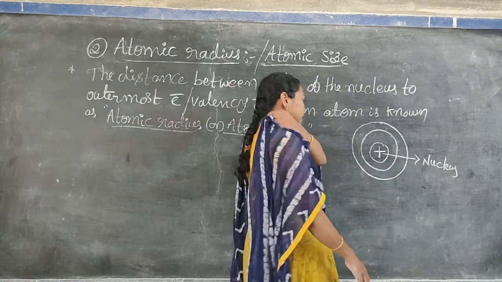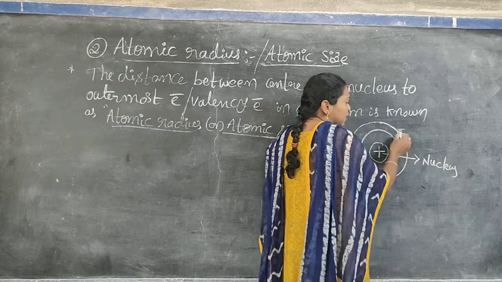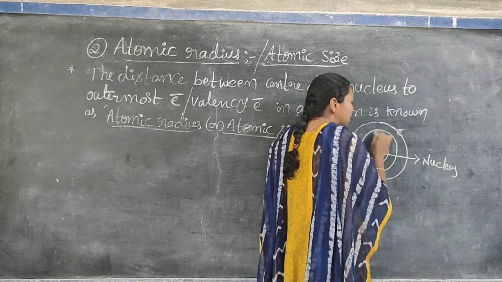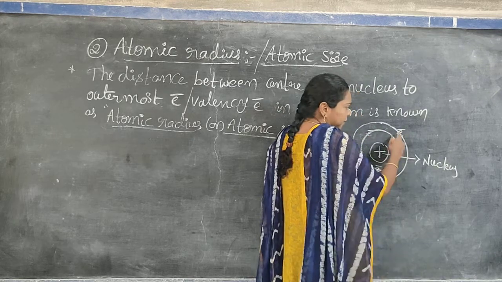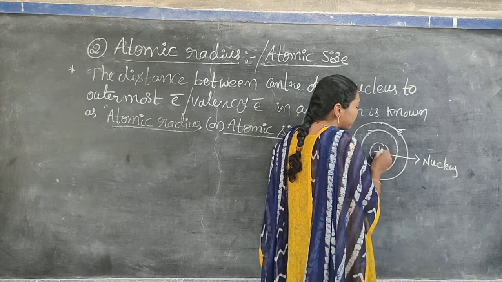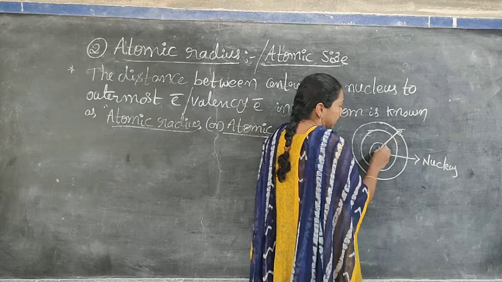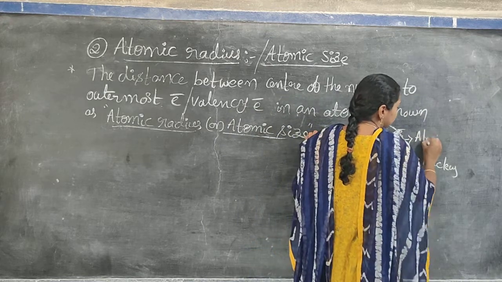So the distance from the nucleus to the outermost electron. For example, here one electron is present in the outermost shell. This is the outermost shell. This is the K shell, where two electrons are present, and this is the third electron in the L shell. So the distance from the nucleus to its outermost electron, from this center part to here, is known as atomic radius.